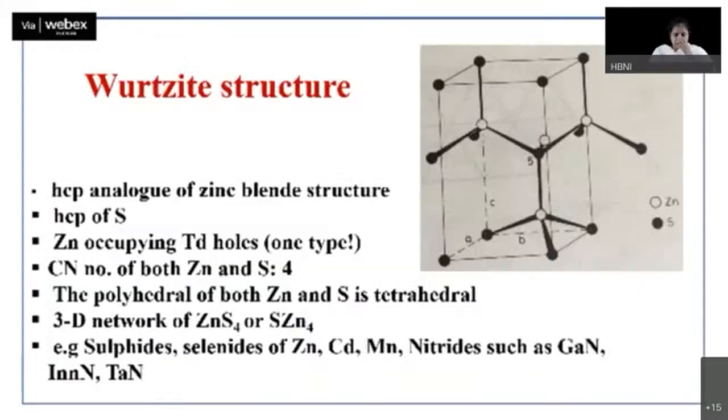Wurtzite structure, it is again ZnS, but zinc sulfide now is not in CCP like in zinc blende or sphalerite. It is a hexagonal close packing wherein HCP of sulfur and zinc occupies the tetrahedral voids. Polyhedra of both zinc and sulfur is tetrahedra, and it is a 3D network of ZnS4 or SZn4 tetrahedra. Now here the geometries of both the polyhedra are tetrahedra, not like your nickel arsenide where one is octahedra and one is trigonal prism. So this is relatively easier.